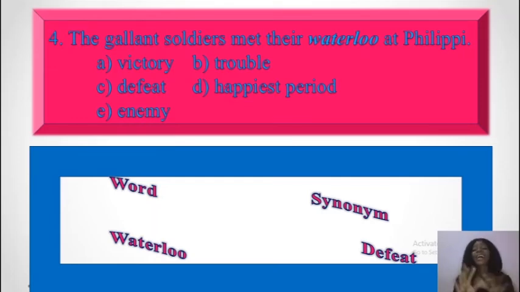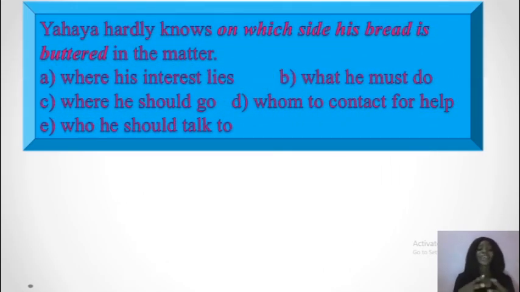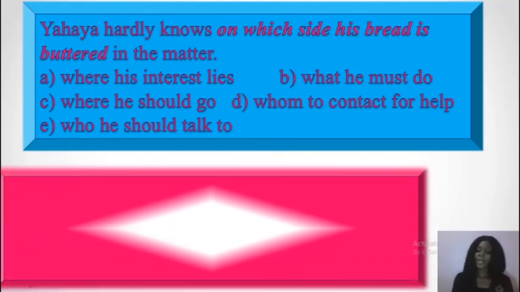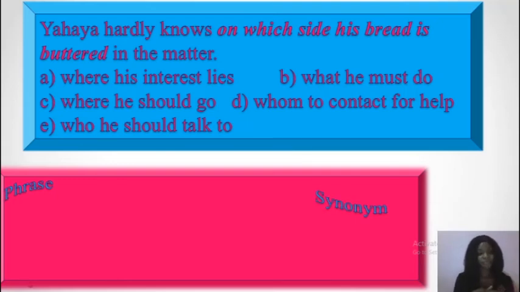Okay, now let's look at the last example, which is example 5. Example 5 says, Yahaya hardly knows on which side his bread is buttered in the matter. That is number 5 example and the last example. Now, the italicized expression is on which side his bread is buttered. Now, we have a list of options here.